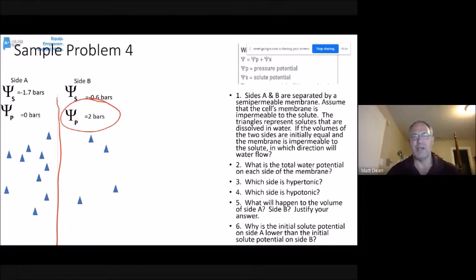So sides A and B are separated by a semi-permeable membrane. Assume that the cell's membrane is impermeable to the solute, but permeable to water. The triangles represent the solutes. If the volumes of the 2 sides are initially equal and the membrane is impermeable to the solute, in which direction will water flow?